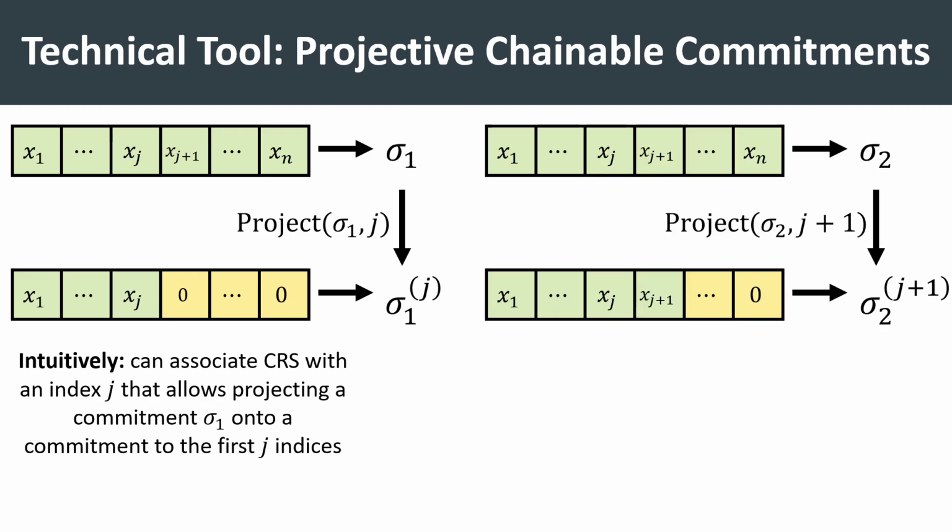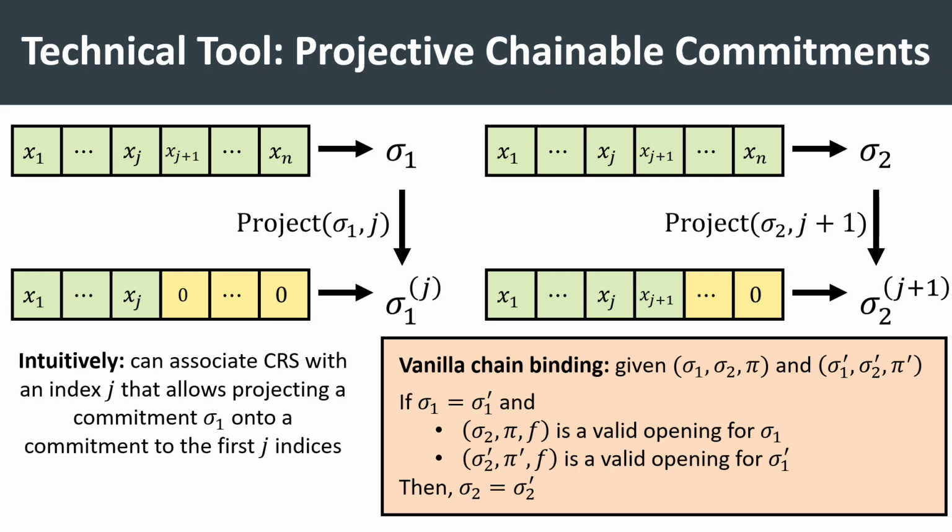So I can project an input commitment. I can also project an output commitment. So in this case, the input commitment I project, I get a commitment to the first j components. Take the output commitment, I project. Here I get the first j plus 1 components. So normally, if I have 2 commitments, the notion of chain binding says something like the following. If I start with an input commitment, I can only open to one possible output commitment. That's what chain binding says. There's one input commitment, 2 possible outputs. The 2 possible outputs, if you can open to both of them, then they must be the same thing.